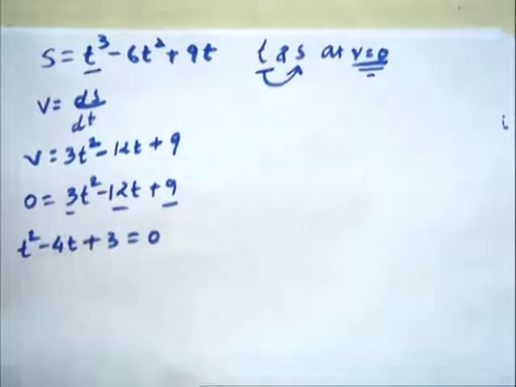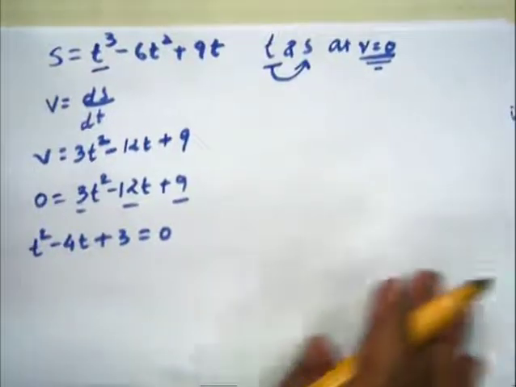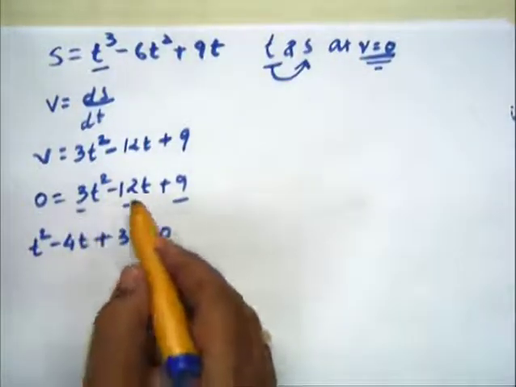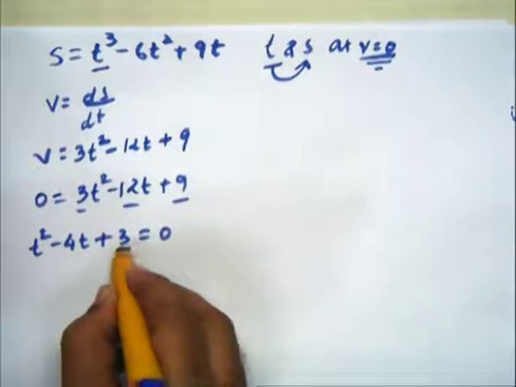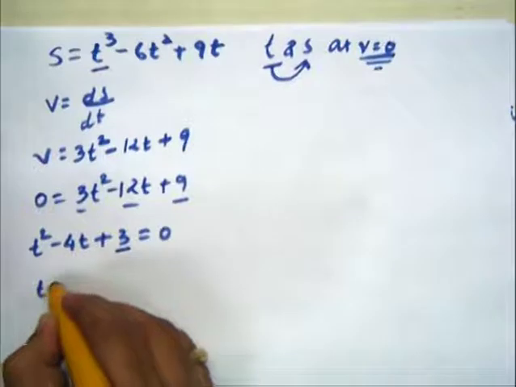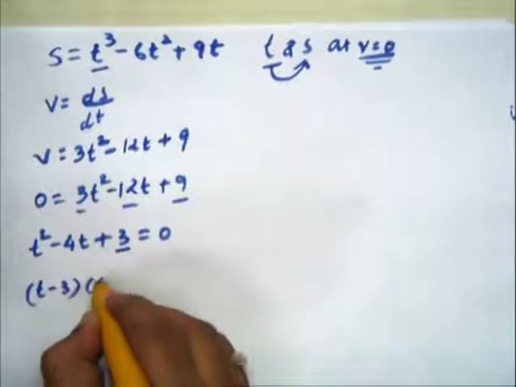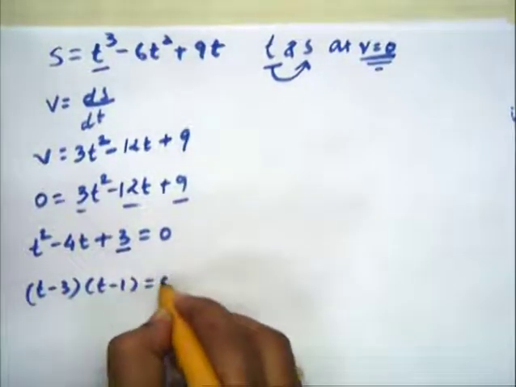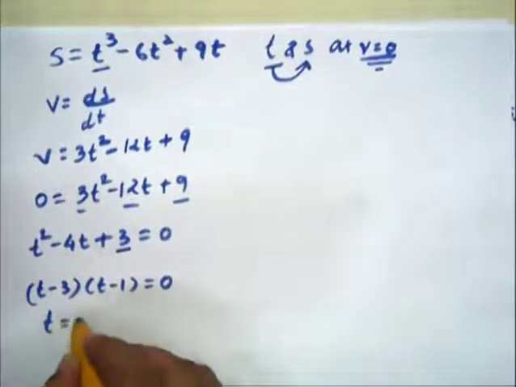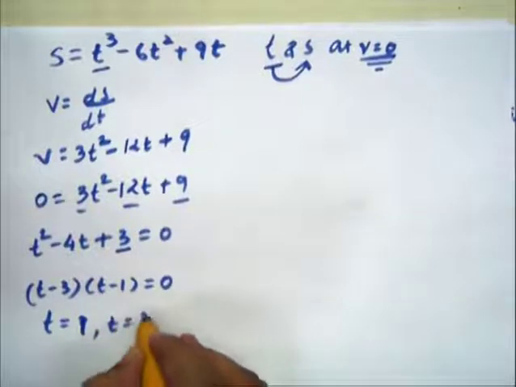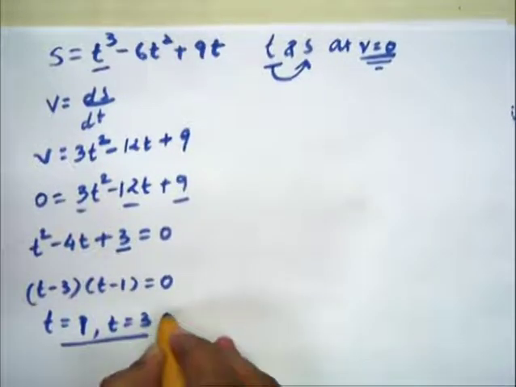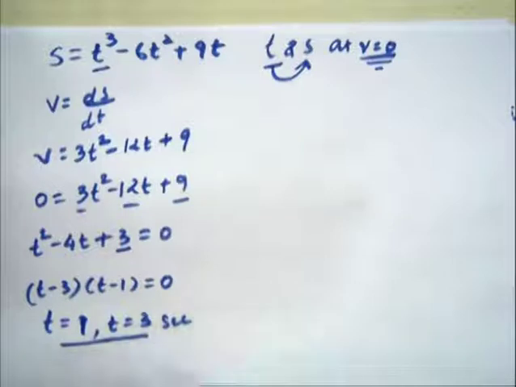If we take 3 common and cancel it out, we have t square minus 4t plus 3. Now if we factor this, we have (t minus 3)(t minus 1) equal to 0. So t is either 1 or t is equal to 3. So at t equal to 1 second or t equal to 3 seconds, the particle will stop.